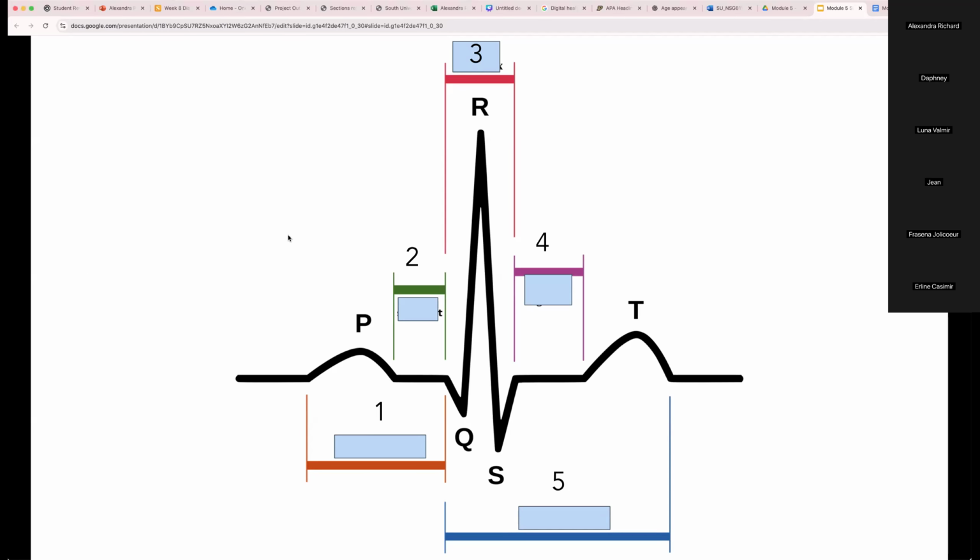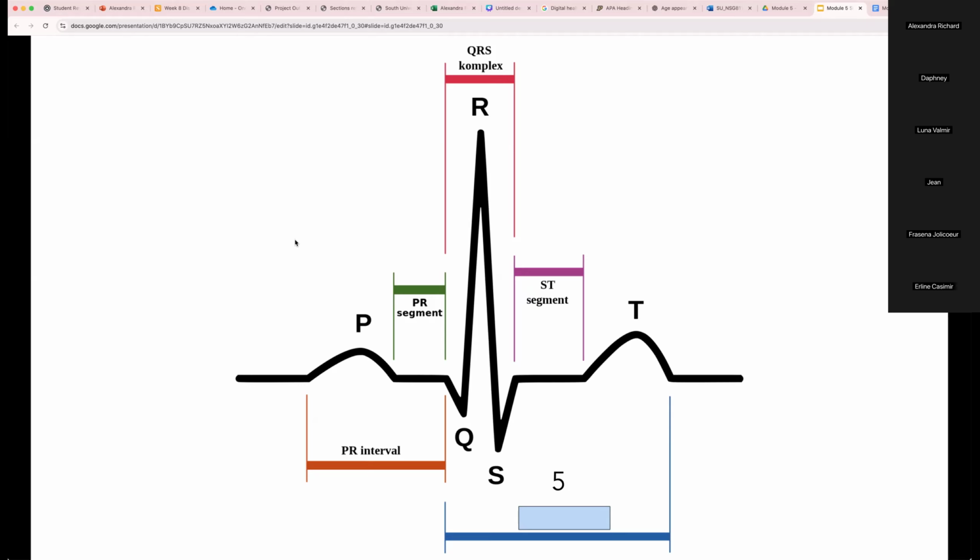PR interval, very good. And then what is a normal PR interval time frame? 0.12 to 0.20 seconds, or 3 to 5 boxes. Very good. Number 2 is the PR segment. Don't worry about that. Number 3 is your QRS complex. Number 4, you have to know that one for NCLEX. What is this one called? The time from when the S comes back up to the isoelectric line to before the T wave. That's the ST segment. Very good.